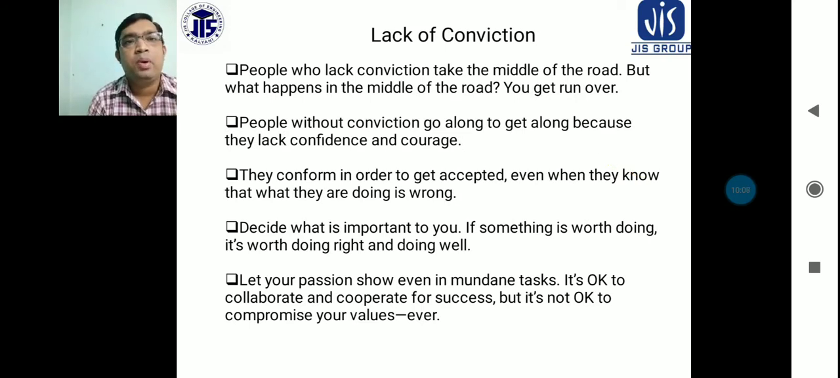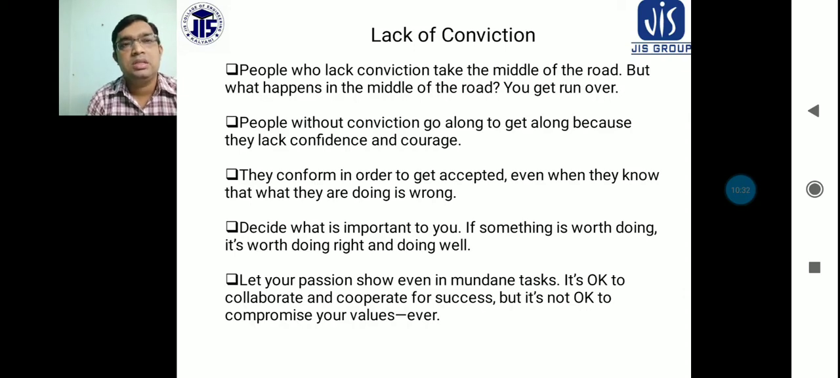And the lack of convictions: people who lack convictions take the middle of the road. But what happens in the middle of the road? You get run over. When you get run over, you should not take the middle of the road. Think about what happens in the middle.